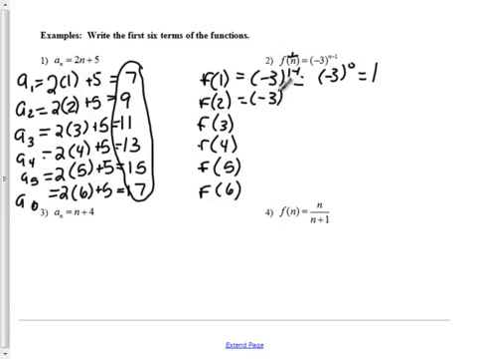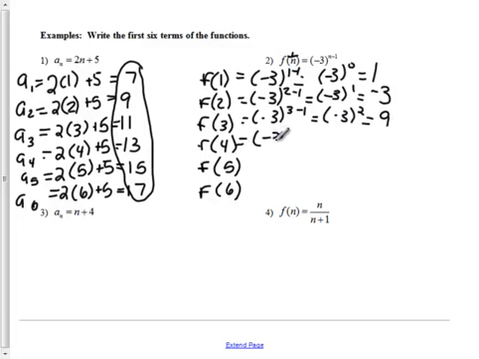Now we plug in 2 rather than 1 for n. So we have negative 3 to the 2 minus 1, which is negative 3 to the first, which is just negative 3. Then we plug in 3 for n. Are you guys getting the hang of it? So we have negative 3 squared. That just gives us 9.